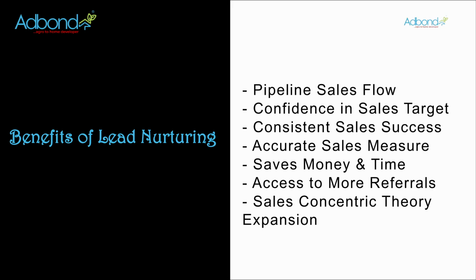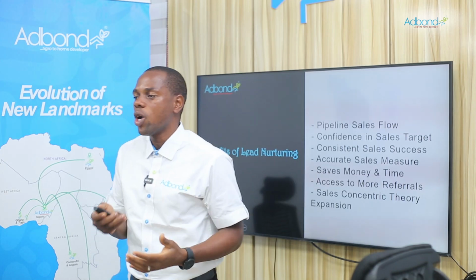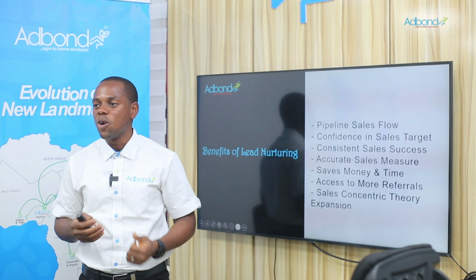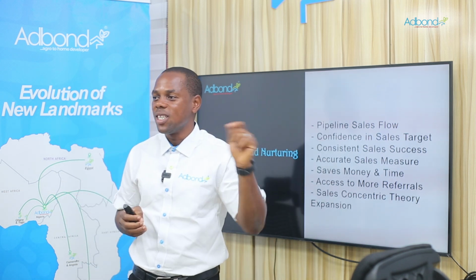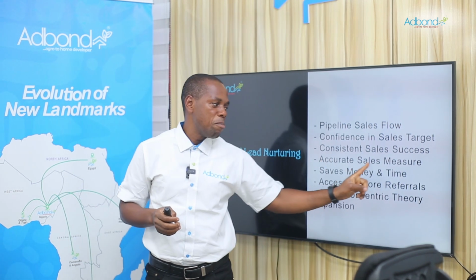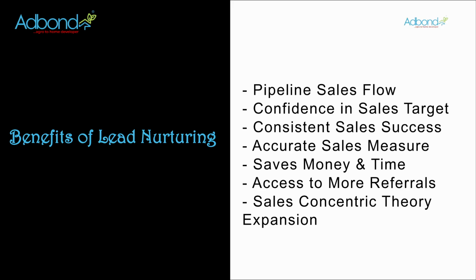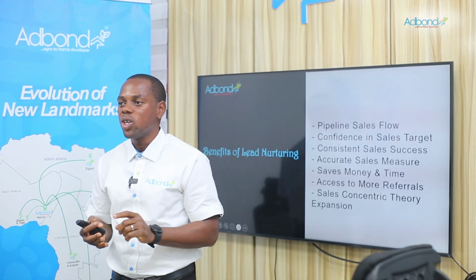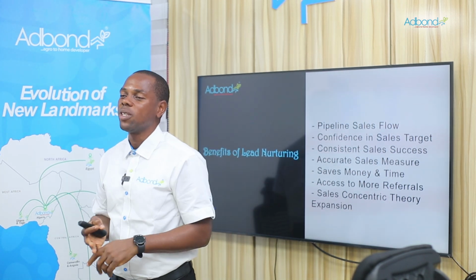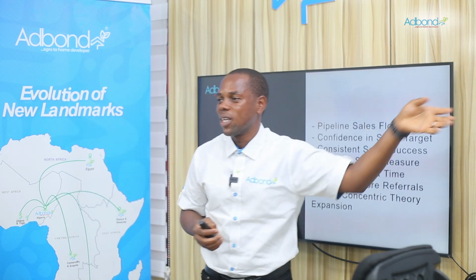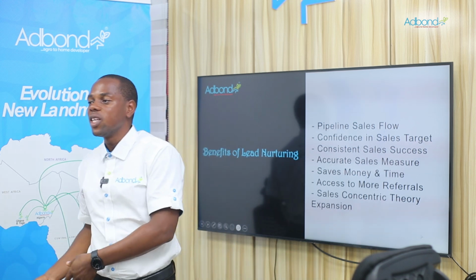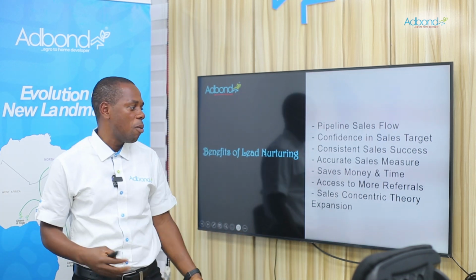Then accurate sales measure. Once you have learned to understand your source of lead, you'll say, when leads come in, this is how I tackle A, B, C, D. That will help you measure your sales in an accurate direction. It saves money and time. When you have a directional lead and you nurture them perfectly, it saves you from saying, I want to go and do another marketing to start having leads. Then you have the lead, you don't nurture them, those leads get cold and they go bad at the end.